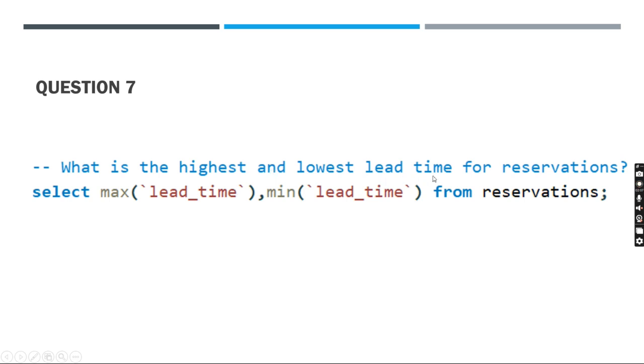The highest and lowest lead time for reservations is the next question. So we just use the max function and the min function to get the maximum lead time and the minimum lead time.